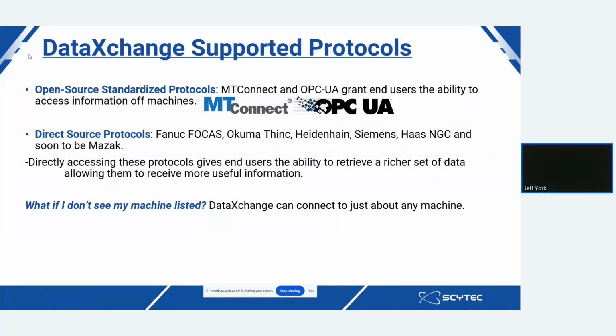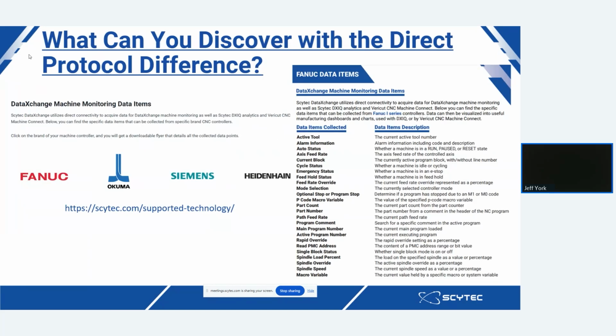And as I said, I can't reiterate this enough, but if you don't see anything listed on here that your machine uses or a machine brand that you might have, feel free to reach out to us. One way or another, we can connect to your machine and pull some information off of it. So if you go to our website at Scytec.com/supported technology, at the bottom of that page, you will see a bunch of machine brands where if you click on one, you will be greeted with another page showing you all of the different data items that we are able to pull for those machines.